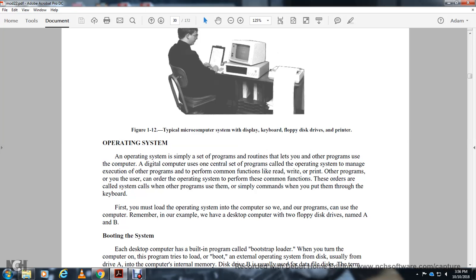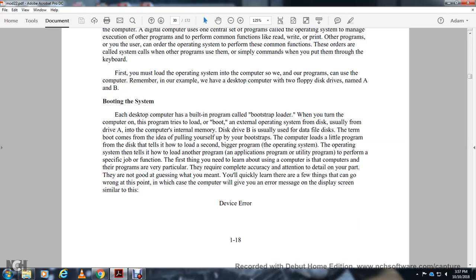First, you load the operating system into the computer, before the other programs. Remember the example of the desktop computer with two floppy disks named A and B: the booting system. Each desktop computer has a built-in program called the bootstrap loader. When you turn the computer on, the program tries to load, or boot, the external operating system.